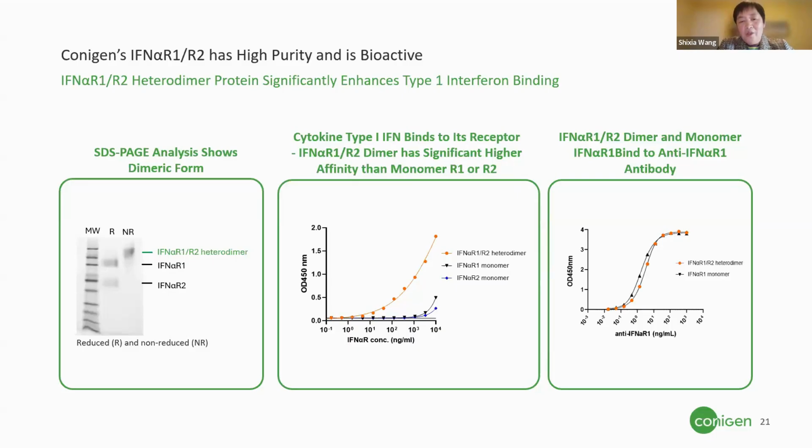The most interesting thing is the middle panel here. The orange curve is the heterodimer protein, including both receptor 1 and receptor 2. The blue and the black curves are the monomeric proteins. What you can see here is the dimeric interferon alpha receptor binding to the type 1 interferon with about 50 to 100-fold increase in binding affinity. So this means this heterodimer protein is highly bioactive.